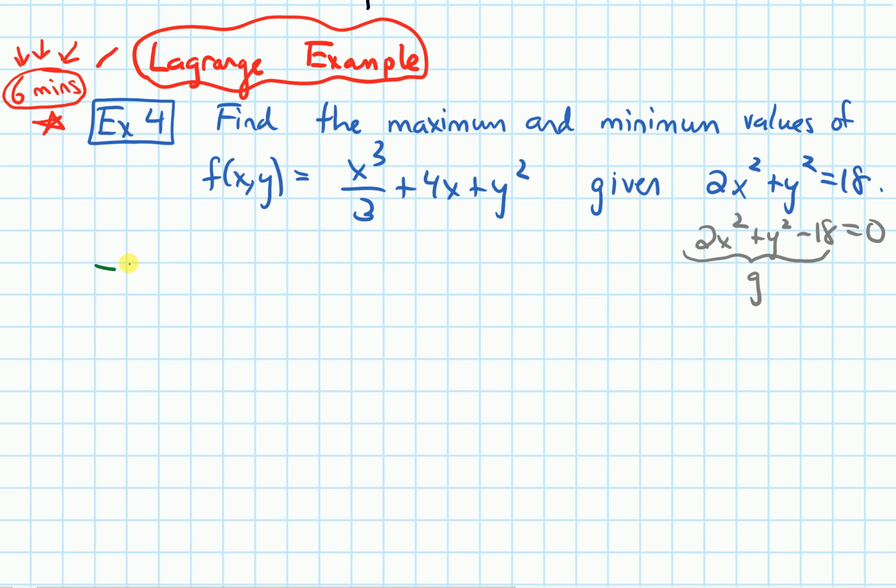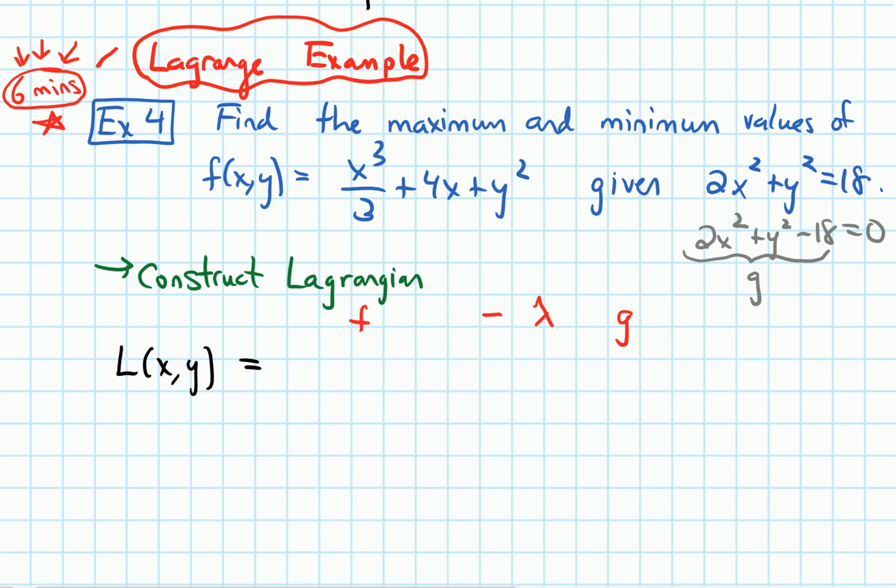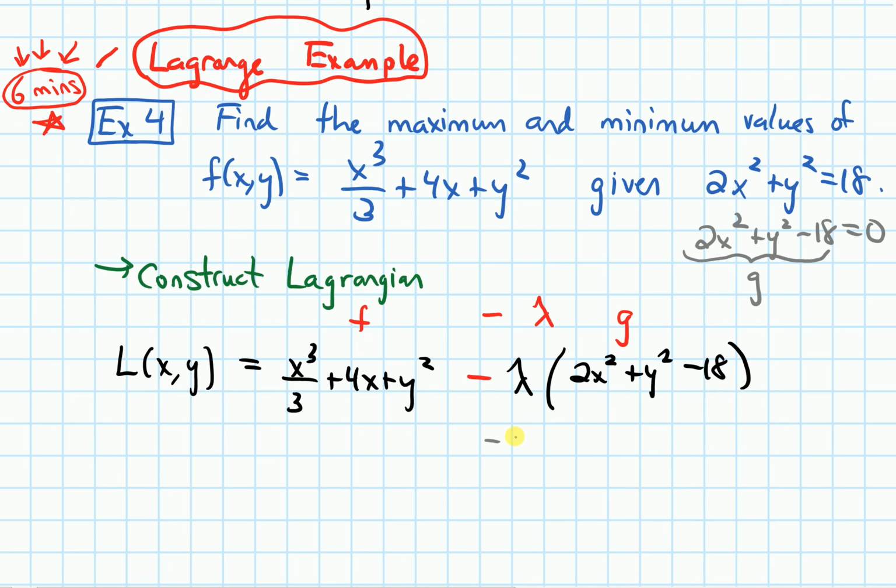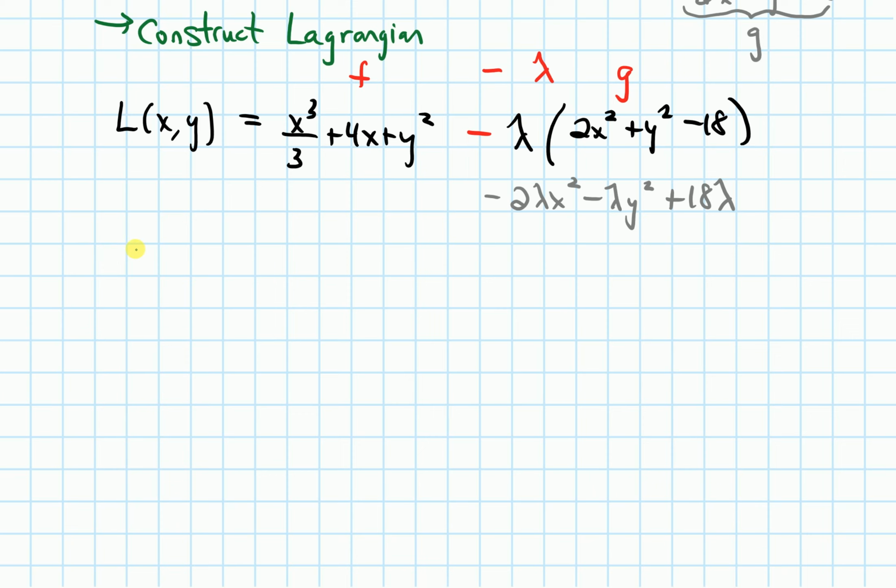So now we want to construct our Lagrangian function. Okay, so we call this L of x comma y. And remember the general formula for L. We take f and then minus lambda times g. So let's write f first. It is x cubed over 3 plus 4x plus y squared. Then I do that minus lambda times g, 2x squared plus y squared minus 18. Okay, so if I distribute the minus lambda to simplify, we'll get minus 2 lambda x squared minus lambda y squared plus 18 lambda.